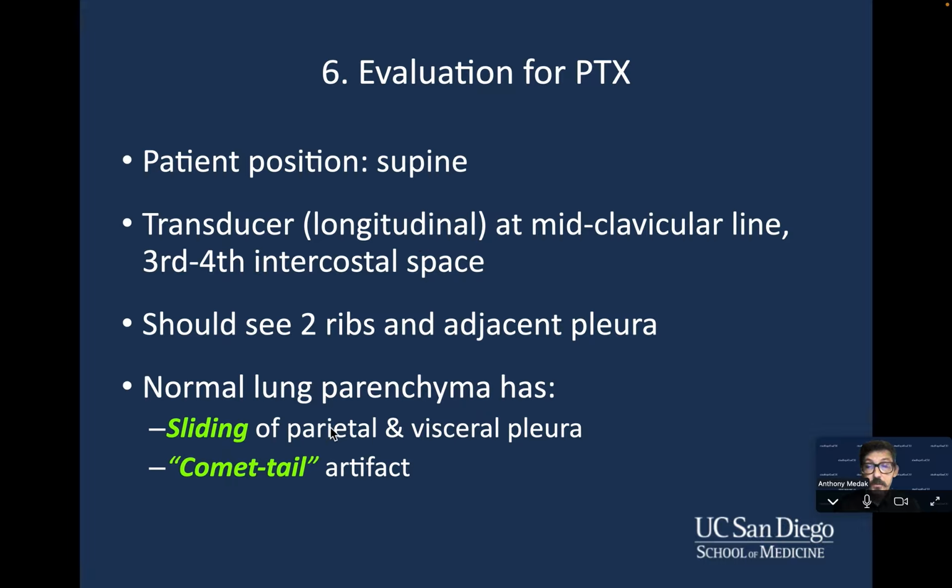Once you find the pleural line, you want to look for what we call pleural sliding, which I'll explain in a moment. And occasionally you can also see a vertical type of reverberation artifact called comet tail artifact. This is much less important. Sliding is really the crux of what we're going to be talking about now.